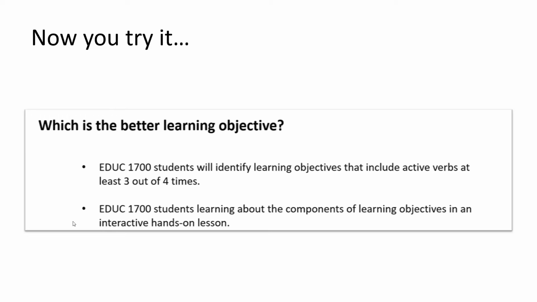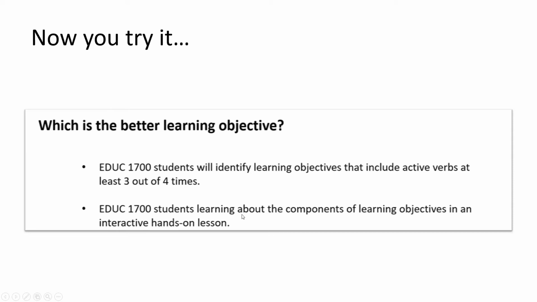Okay. So education students will identify learning objectives. That would be something you could see identifying. That's the active verb. That include active verbs, that's the conditions, at least 3 out of 4 times. So it has all of the elements of a learning objective. You can see folks identifying. Actually, this task is an identifying task, right?